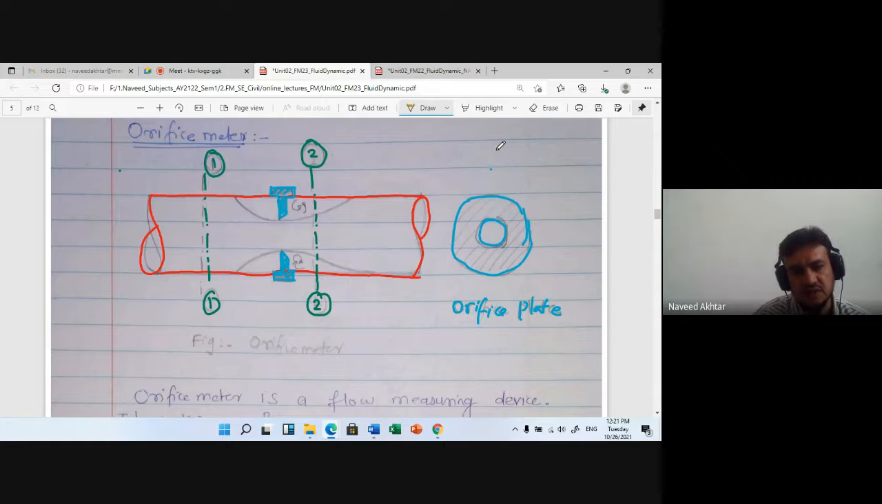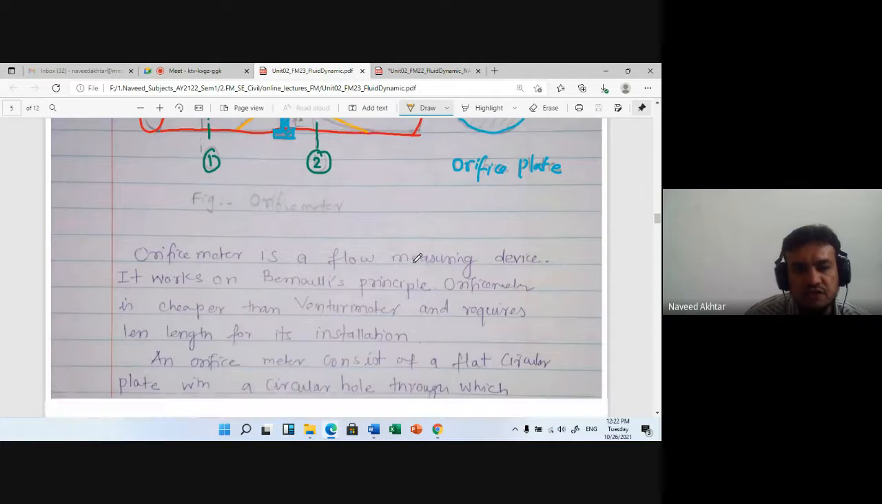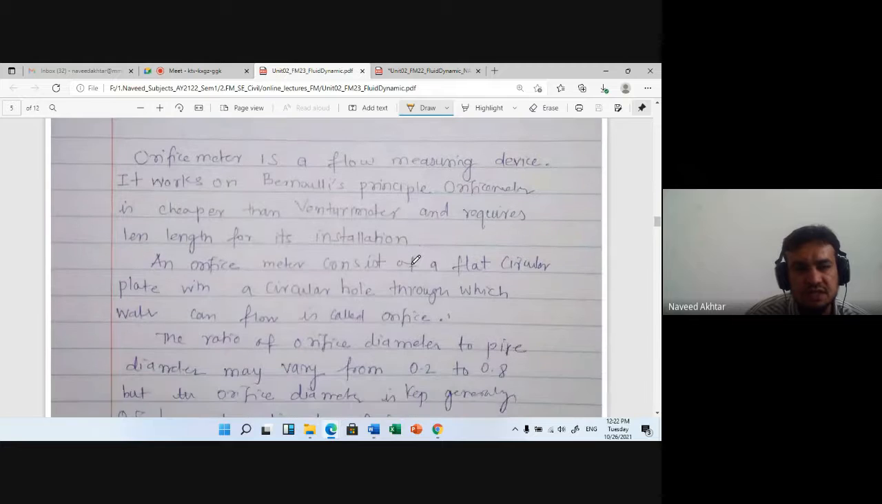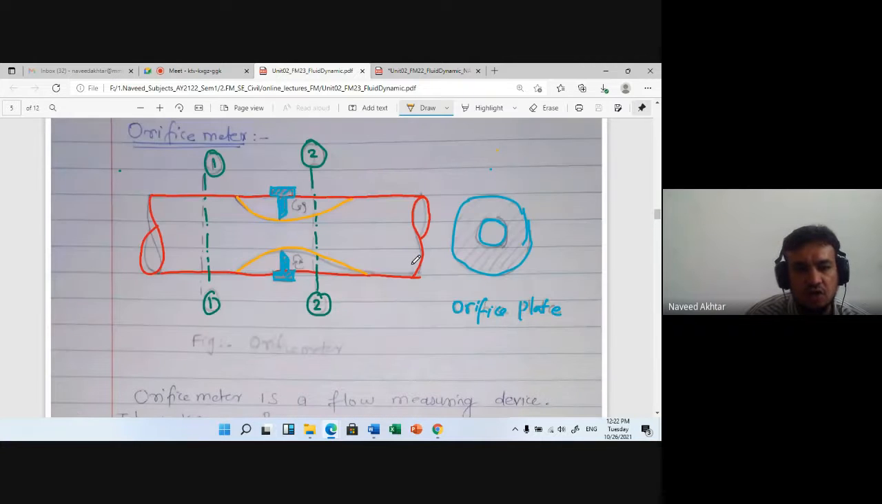And that is the flow; I will show it with the yellow color. The fluid flow will be like this, like in the pipe when there is an orifice meter. So you can write this: the orifice meter is a flow measuring device that works on Bernoulli's principle.